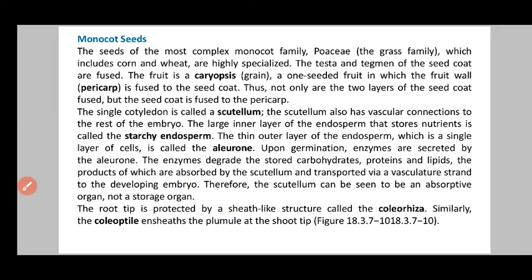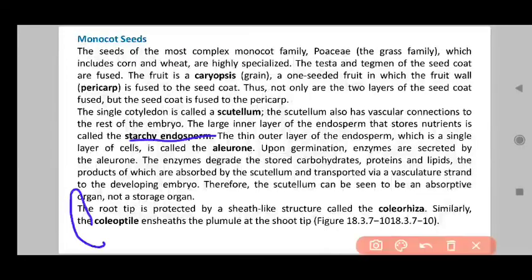Okay, the larger inner layer of your endosperm that stores the nutrition is called your starchy endosperm. Why is it called starchy? Because of the stored carbohydrate content, sugar, glucose content inside of your endosperm, and the thin outer layer of your endosperm, which is a single layer of cells, is known as your aleurone.